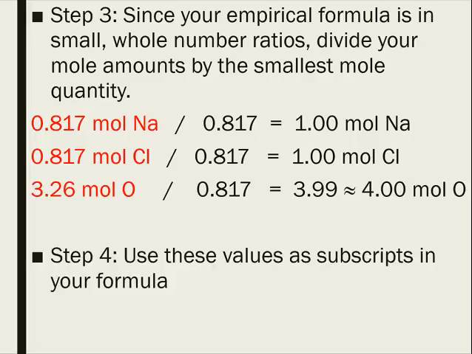Moving on to step 4, we use these values and assign those values as subscripts in our formula. So we'll end up with Na1, Cl1, O4. But again, that's not how we write an appropriate chemical formula, right? NaClO4. But we don't want just the empirical formula. We need to move on and calculate the chemical formula. So we have to keep going.